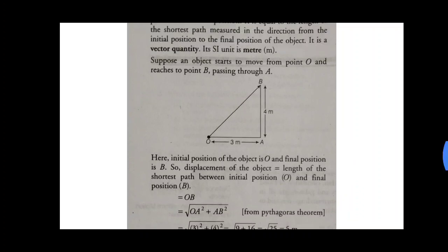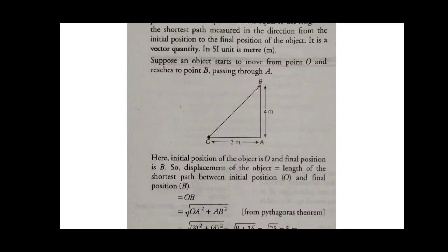Here we have to use the Pythagoras theorem that we have learned in our previous grade. The Pythagoras theorem is used to calculate the length of any side. There are 3 sides in a right angle triangle. To calculate the length of any of the 3 sides, we use the Pythagoras theorem. Here the Pythagoras theorem is OB square equals OA square plus AB square.